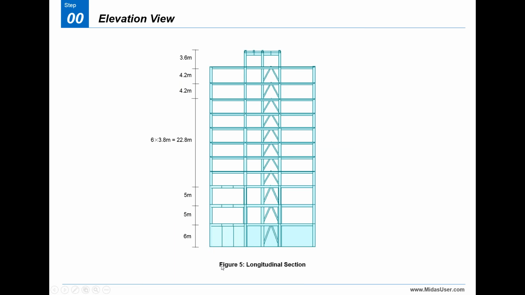Now if you see, this is the elevation view. The bottom is 6 meter. On the two-sided periphery, rectangular retaining walls are there. Then 5 meter, and then up to the 6 floors is 3.8 meter. Then 4.2, 4.2, and we can even model the water tank level also.